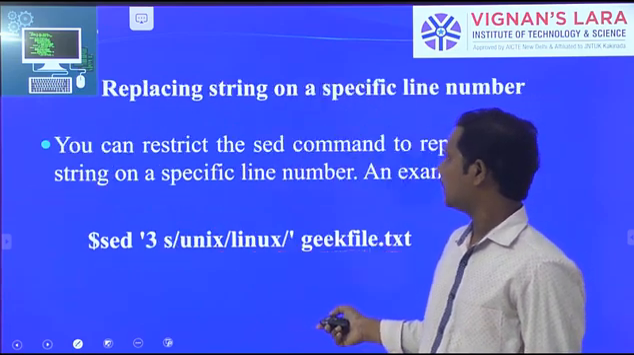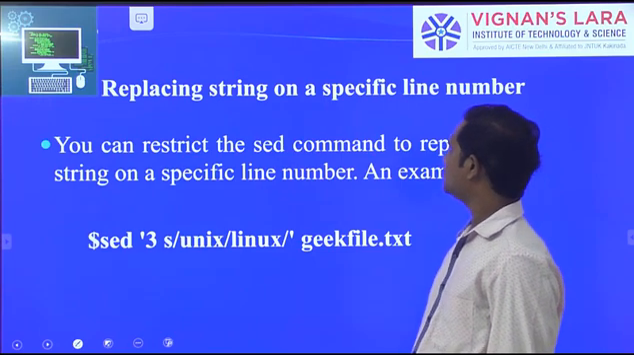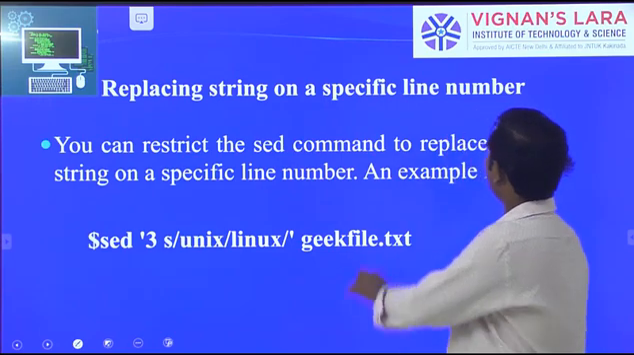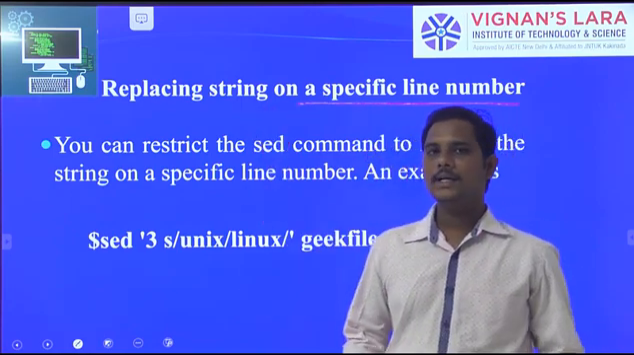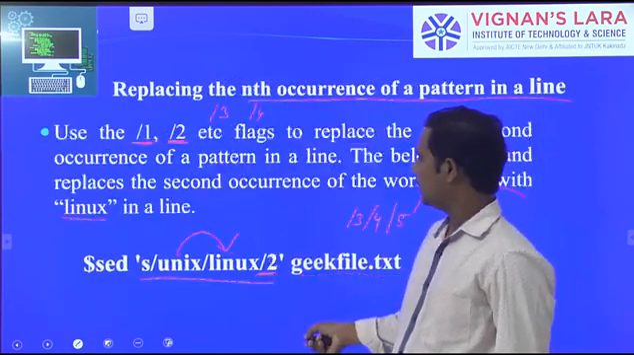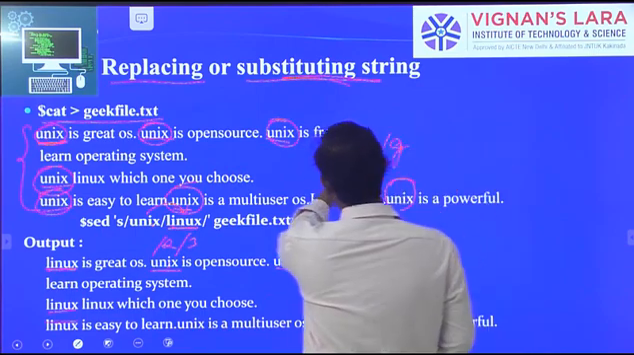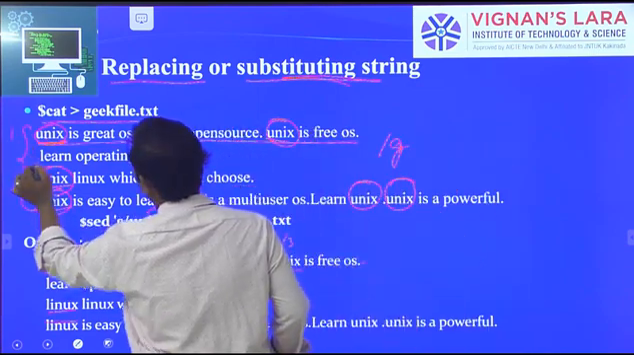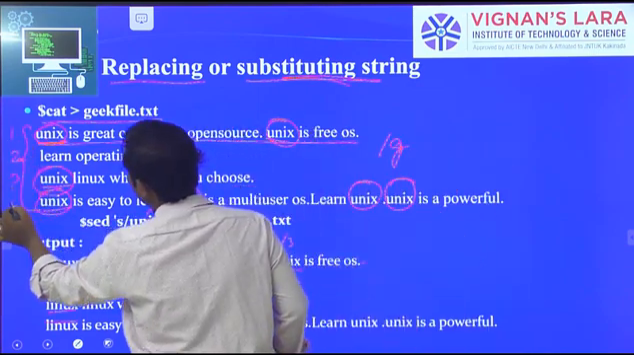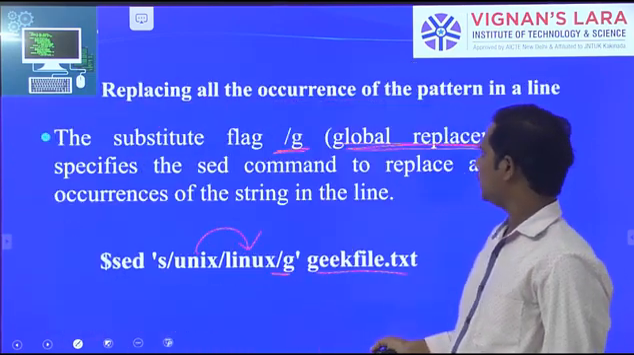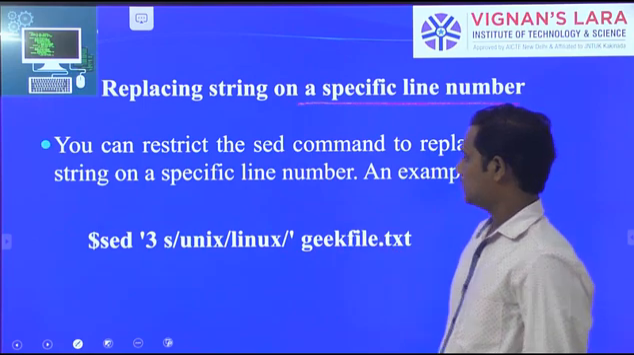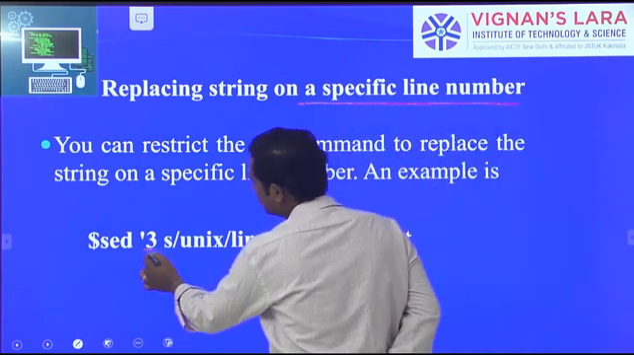Next, replacing the string on a specific line number. Only the first line, second line, third line, like that. Here I want to replace in only this line. This is the first line, this is the second line, this is the third line, this is the fourth line. That's why we replace using only the line numbers. So here 3 means this is the line number.